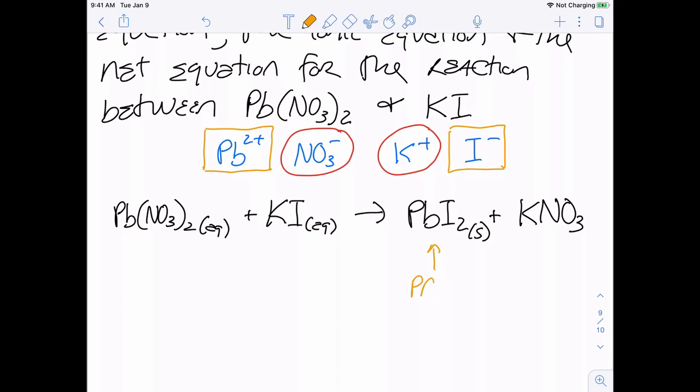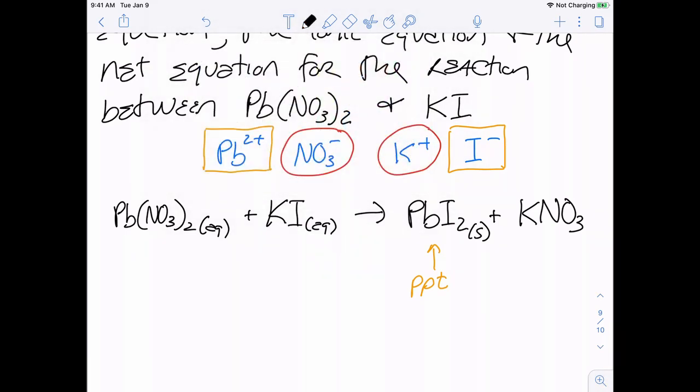If you were in lab and you were doing this reaction, you would take two things that just look like water, right? They'd be clear, colorless liquids, and I would combine them, and you would end up with a colorless liquid with some solid in the bottom of it. That solid that you get in the bottom is your lead iodide, lead 2 iodide.